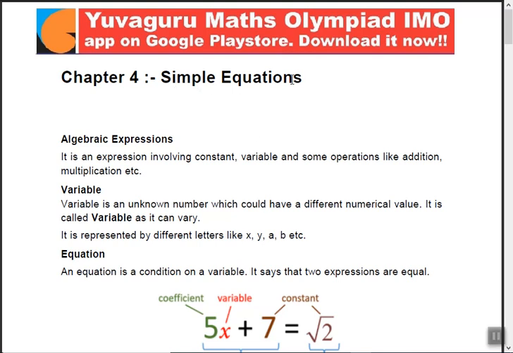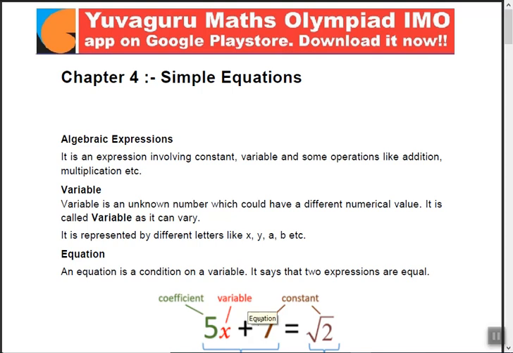Okay, let's start with the theory. Today's topic is simple equations. So let's start. Now, algebraic expressions. What are expressions? What is the difference between an expression and an equation? See here, these two separately are expressions, and when you put an equal to sign in between, then it becomes an equation. So that's the difference.